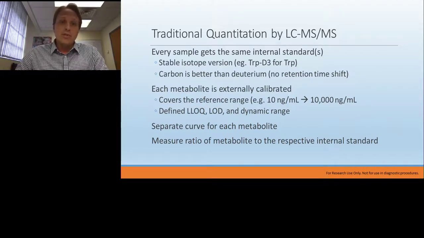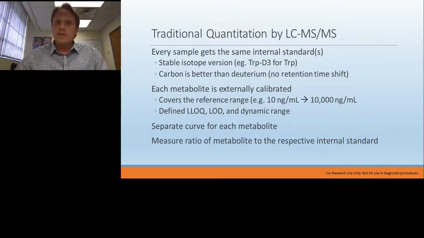And in general, carbon is typically a better isotope than deuterium because we don't have any retention time shifts that might occur in a chromatographic run when deuterium is involved. But if deuterium is used, a D3 is usually preferred over multiple Ds in a sample.